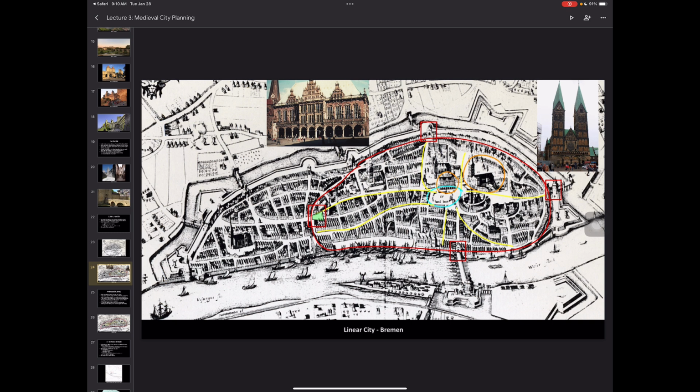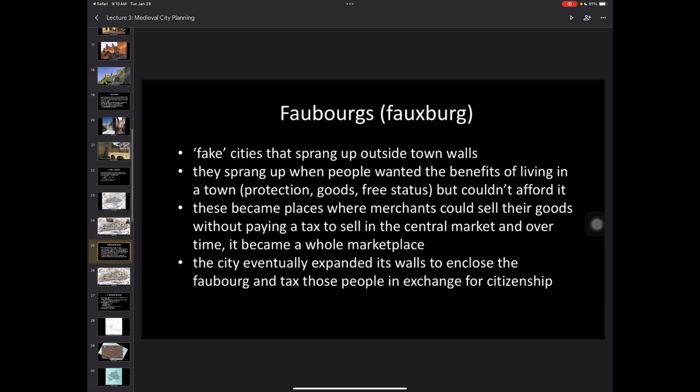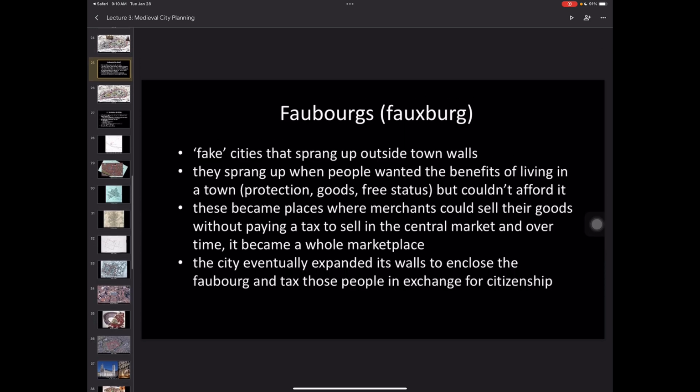And now I'm going to introduce you to the concept of what a faubourg is. So we're going to go back to that map, but eventually those people get tired of having to come in every single day and they begin setting up outside the city wall. And so we have what we call fake cities spring up outside those walls, which we call faubourgs. Usually they're there because people want to have the benefits of living in the city or trading in the city, but they just don't want to pay the price for it. Or maybe there's just not enough space anymore.